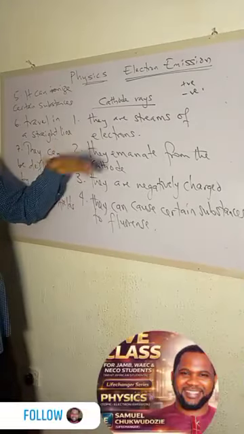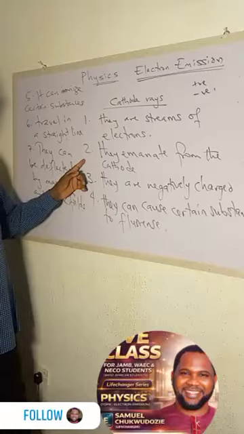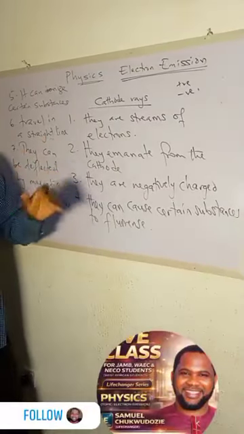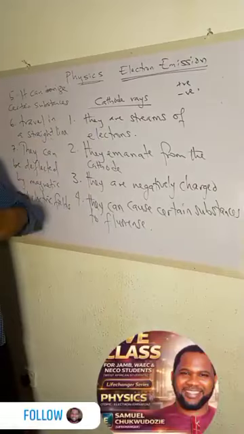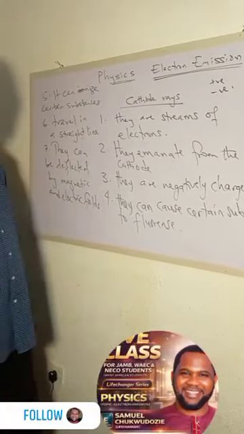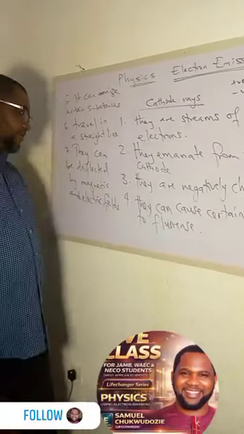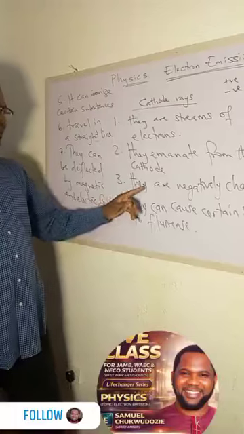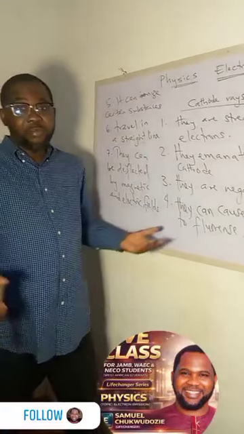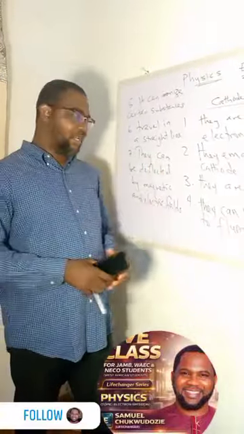Number 1, cathode rays are streams of electrons. I already told you they are electrons. Secondly, they come from the cathode. They emanate from the cathode. That means their source is the cathode. That is why they are called cathode rays. And remember, you heat the cathode and electrons are emitted. Don't forget that. Then number 3, they are negatively charged. Cathode rays are negatively charged simply because they're electrons. Electrons are negatively charged by nature. That's one of the properties of electrons.